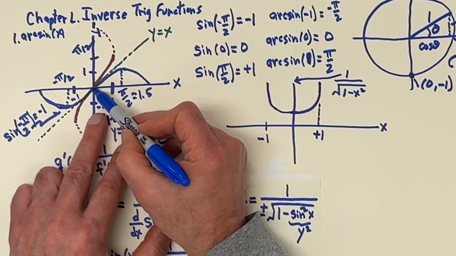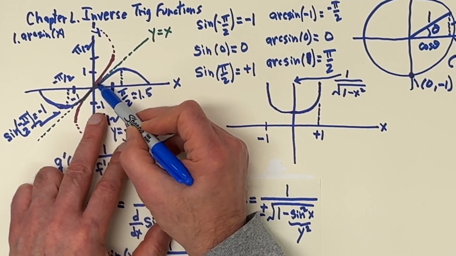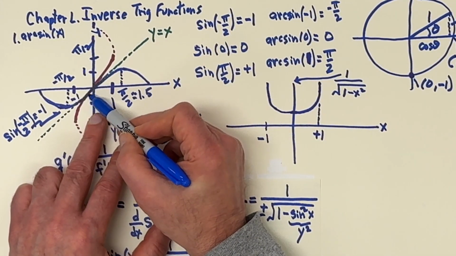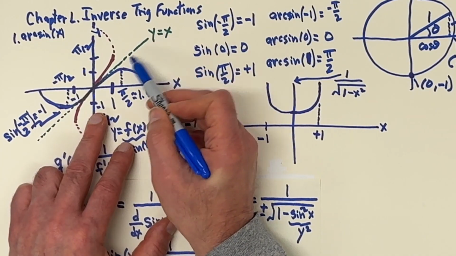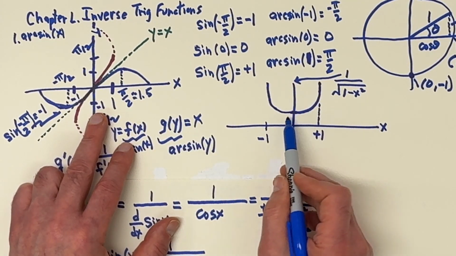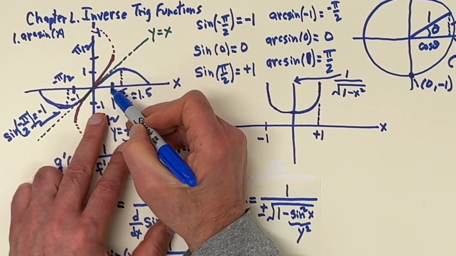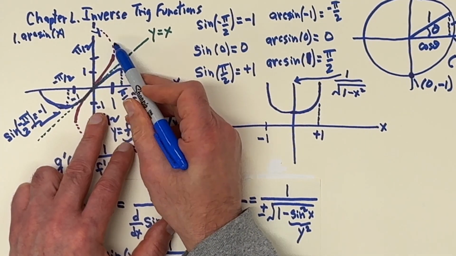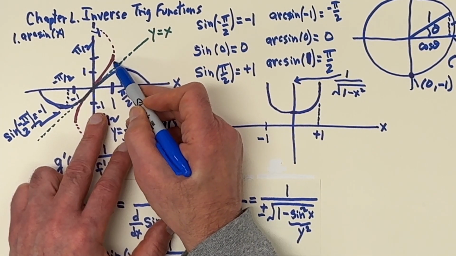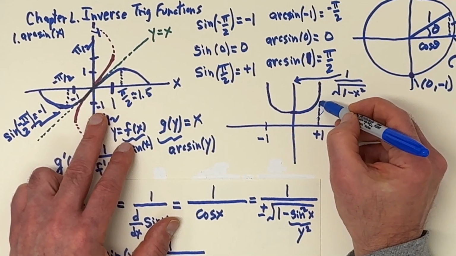When you're right at the middle here, the slope lines up with that y equals x. So the slope here is 1. So there's your 1. Then as you go here toward plus 1, look, this shoots up toward infinity. The slope here is infinite. That's what this is doing.